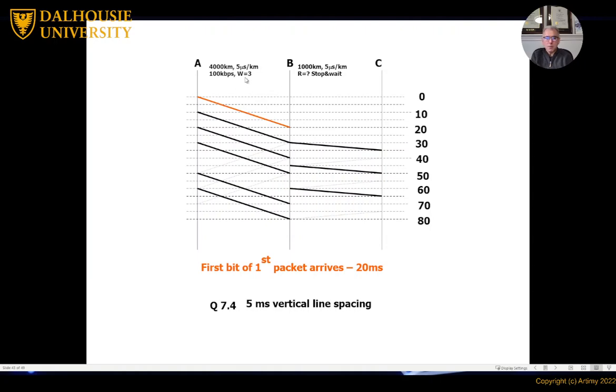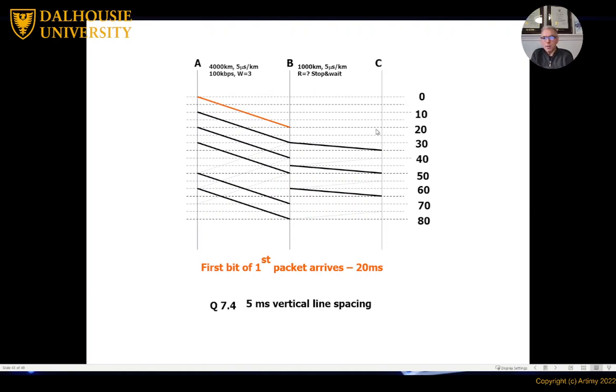So we have a sliding window that has window of 3. So we are sending 3 frames, then we have to stop until we receive an acknowledgement. So the acknowledgement comes back. Also, the acknowledgement takes the same amount of time, propagation time. So 1, 2, 3, 4 units to be received. Once I receive this acknowledgement, I can send another frame, right? So that's A, from A to B.